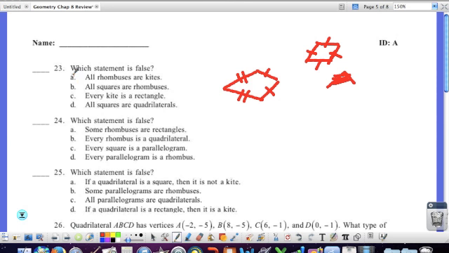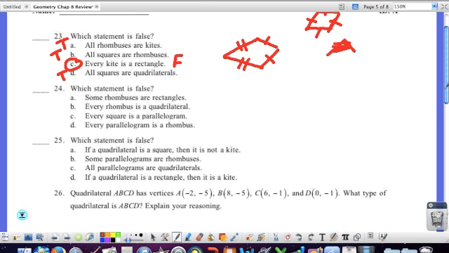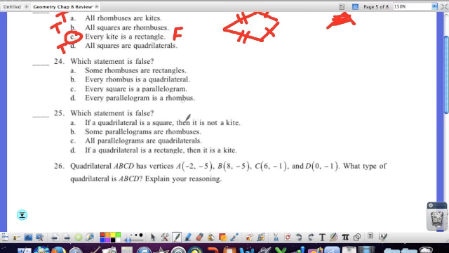So all rhombuses are actually kites. The way our book presents it, this would have been considered false, but it actually is a true statement. All squares are rhombuses, that's true, which yes, also means technically a square is a kite. Every kite is a rectangle. That's false. Kites are not rectangles, okay? And all squares are quadrilaterals, that is true. So the answer for 23 is C. But to be able to tell whether it's C or A, I actually had to go outside of our resources in this class and get a better definition for kites.